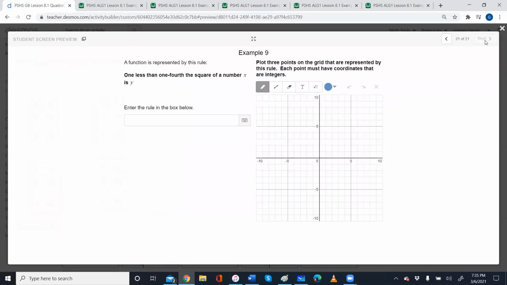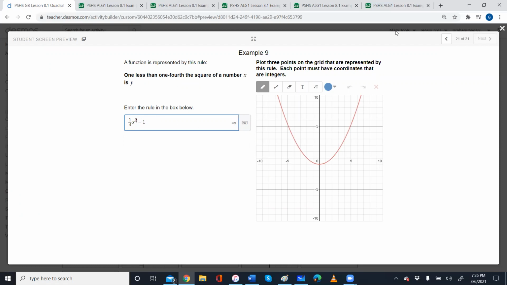All right, let me go to the last question. This time, 1 less than 1/4 the square of a number x is y. Actually, they put equals y on the end here, so we don't need to do that part. We just got to do this one. So 1 less, I know means we're going to subtract 1 from something. What are we subtracting it from? 1/4, so 1/4. Push the arrow across. The square of a number, so x squared. And then we already did the 1 less part is equal to y.